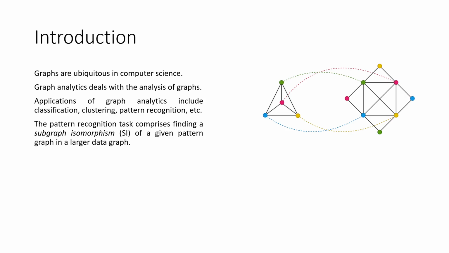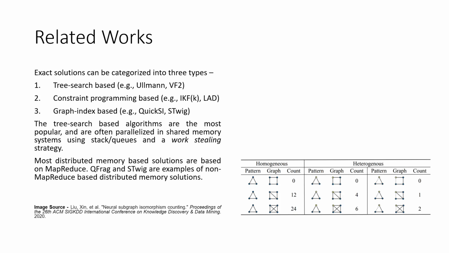However, there are several approximate solutions and heuristic solutions. I am interested only in exact solutions, and all the solutions that have been proposed in literature can be categorized under three heads. One is state space search, this tree based search, the most popular examples of which are the Ullman algorithm and the VF family of algorithms including VF2. There is constraint programming based algorithm, and then there is graph index based algorithm.